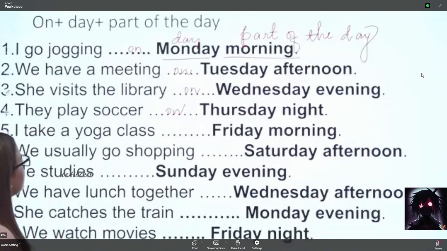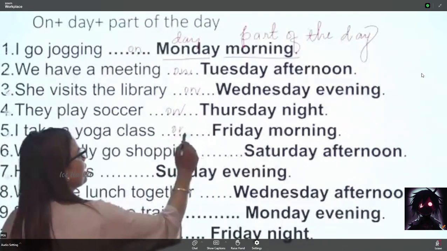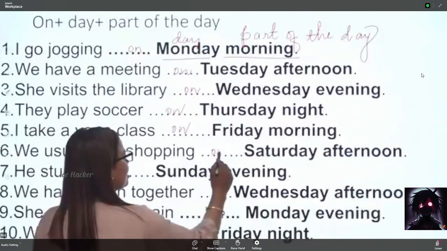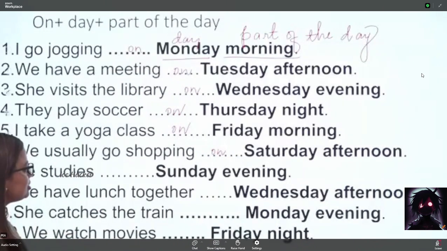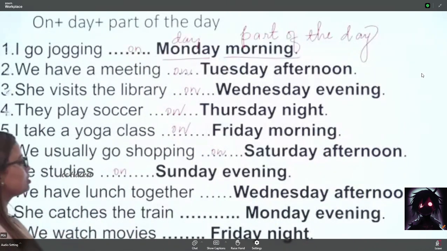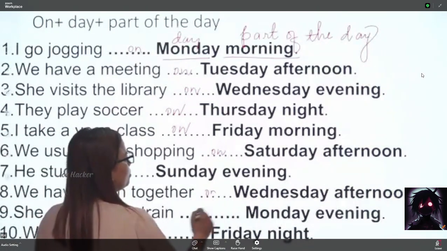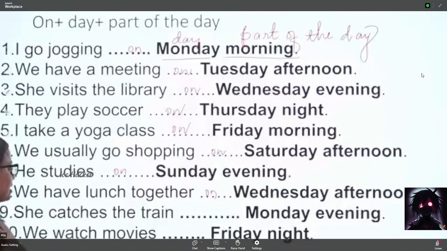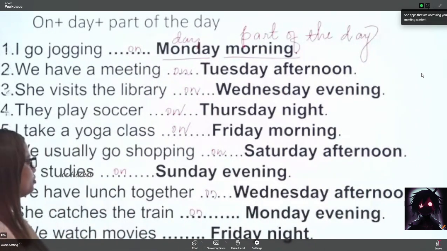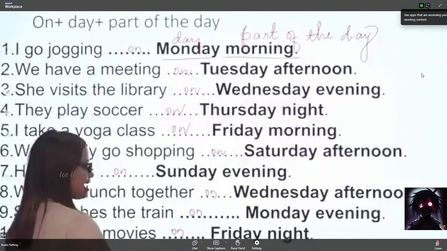I take yoga class on Friday. We usually go shopping on Saturday afternoon. He studies on Sunday evening. We have lunch together on Wednesday afternoon. She catches the train on Monday. We watch movies on Friday night.